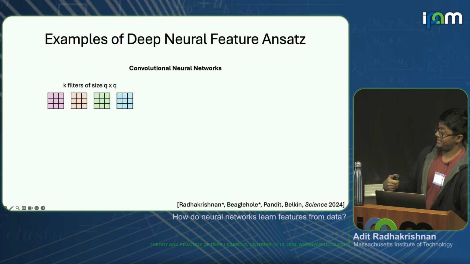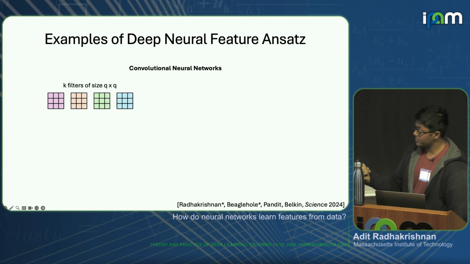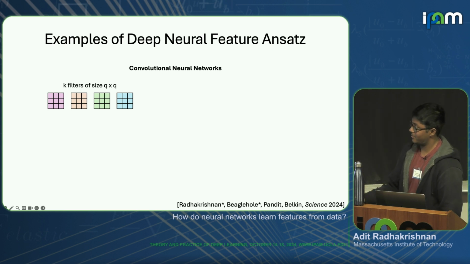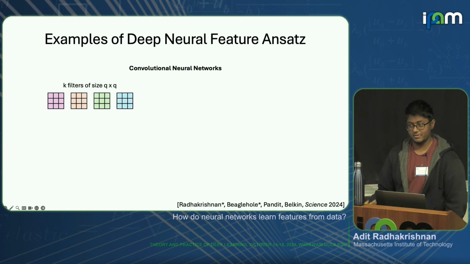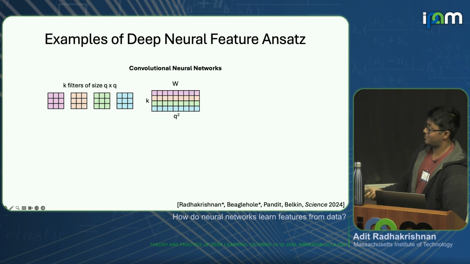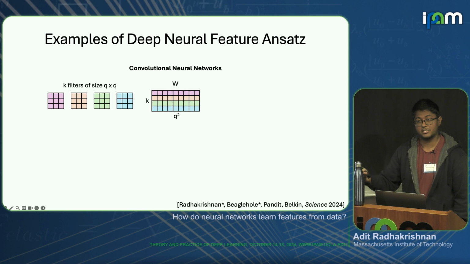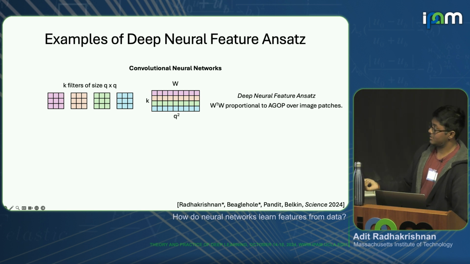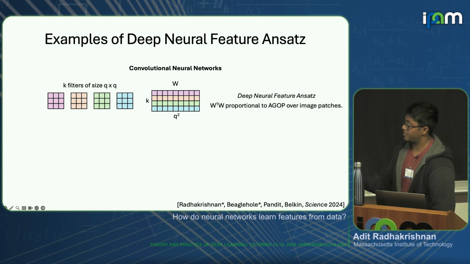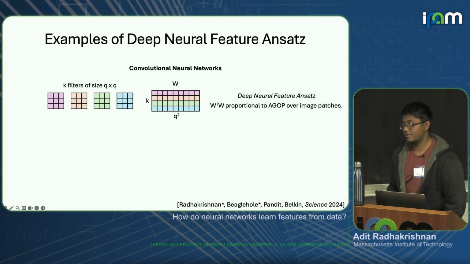So that was for fully connected nets. For convolutional nets, how does this work? Well, if I'm looking at a layer, the layer is actually just a set of k filters of a certain size, q by q. To form my weight matrix, I can just vectorize each of these filters and stack them into a matrix of size k by q squared. Now this thing is actually operating on vectorized patches. So the ansatz is going to say that the weights transpose the weights are proportional to the AGOP over image patches, not over the input.